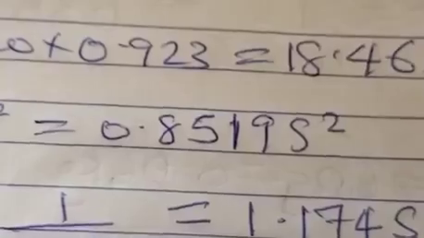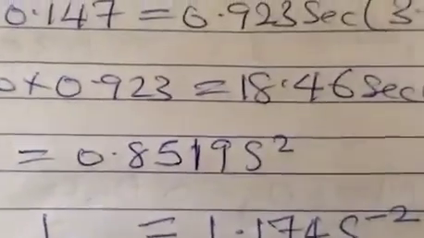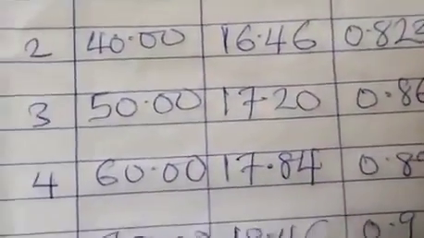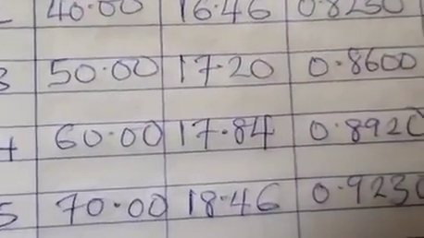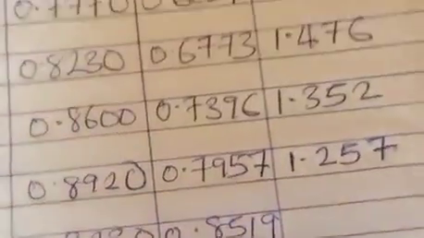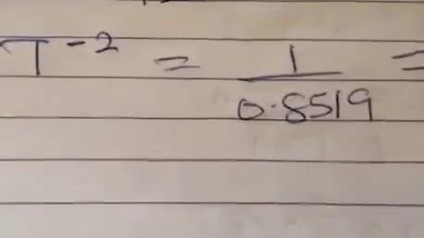We'll now go over to find our period squared. The square of the period is 0.923 squared, and that will give us 0.8519 seconds squared. We report 0.8519 on the table.